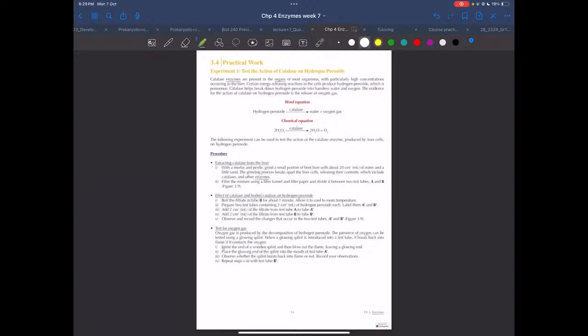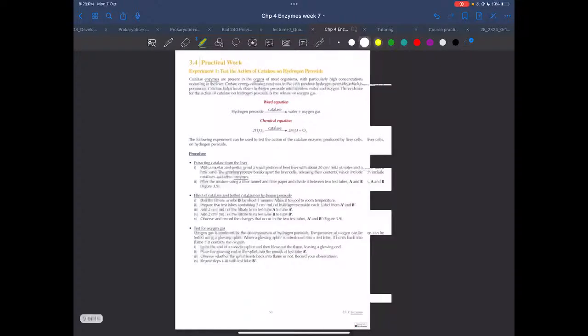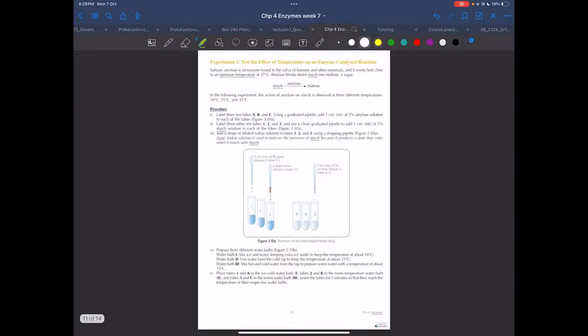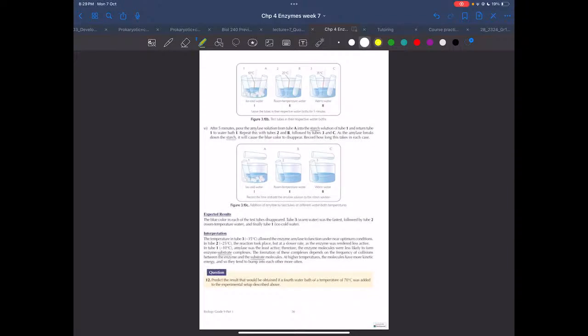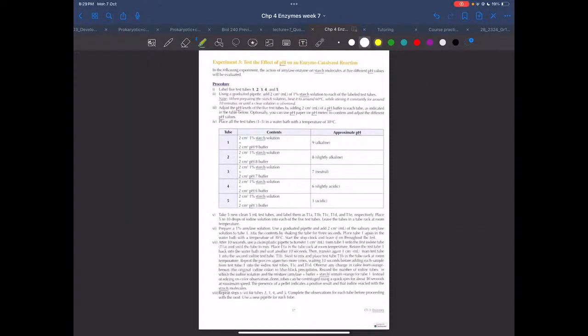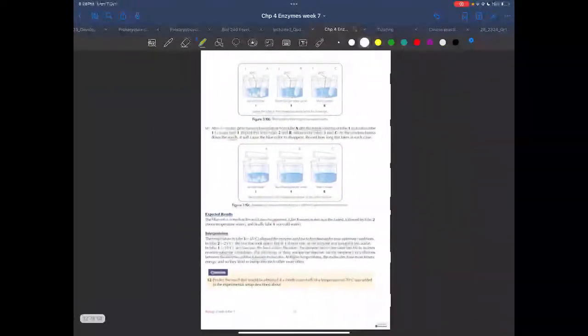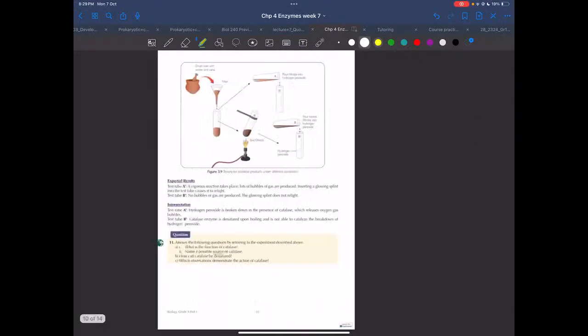3.4 is just practical work. I think you guys can just look at it. It's just equations and experiments that they did. So I don't think it's that important. It's probably self-explanatory. But if you have any questions about it, let me know if it's in the quiz or something, and I'll do my best to help you guys.